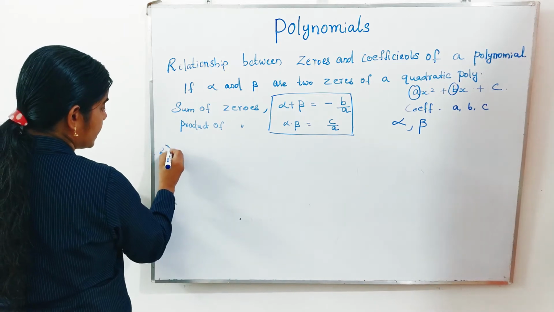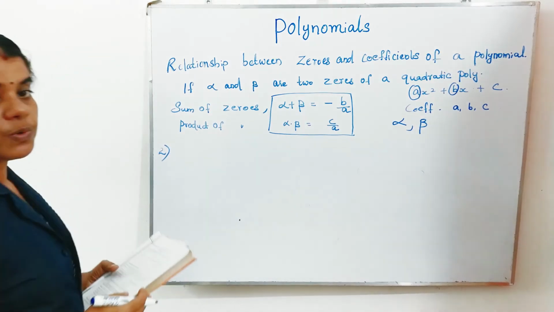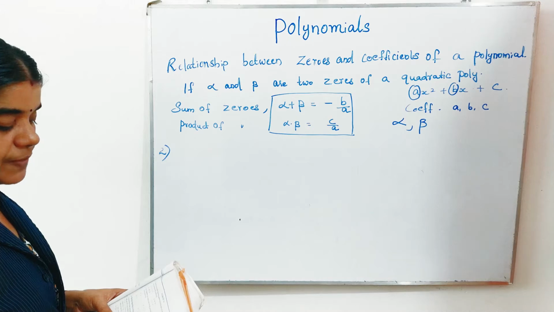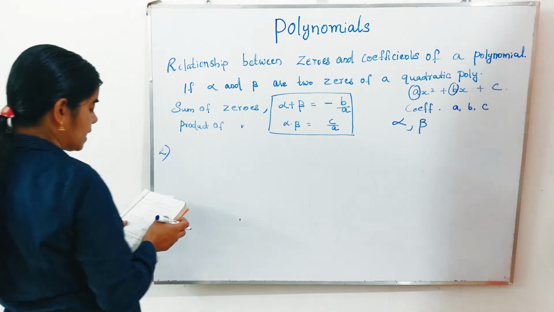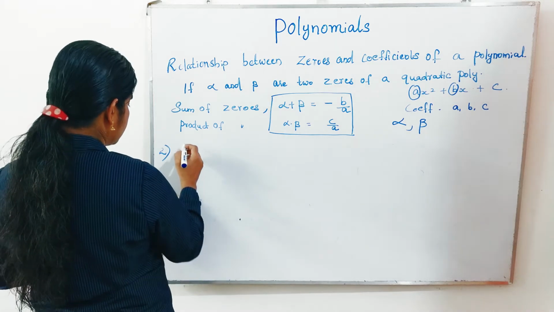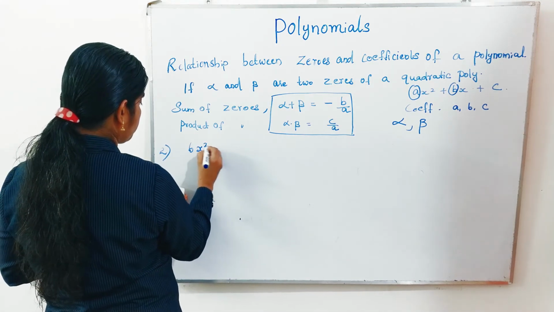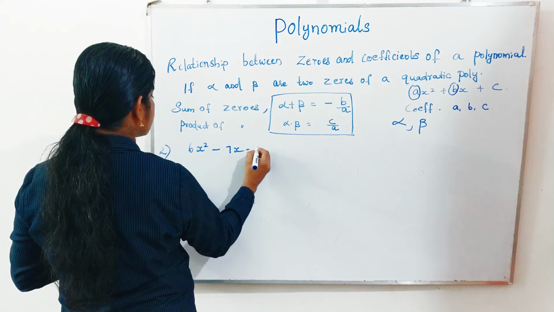Same question. Find the zeros of the following quadratic polynomial and verify the relationship between the zeros and the coefficients. Next question: 6x square minus 7x minus 3.